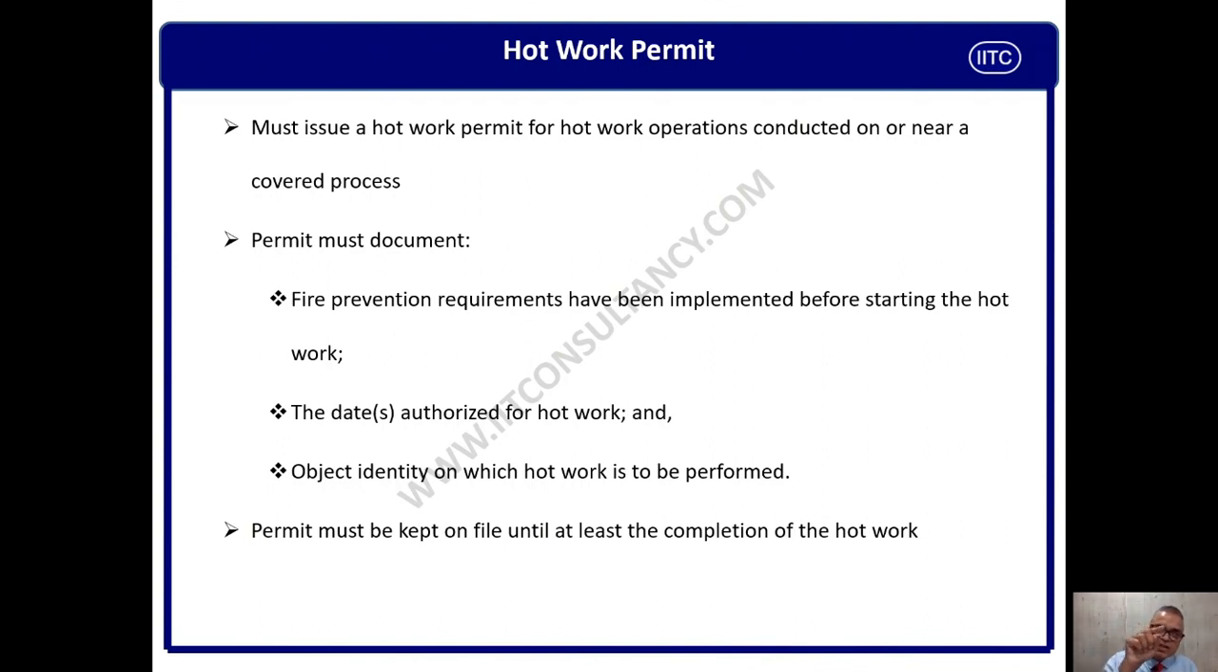We need to see whether there is any leakage, any LOPC, any ventilation issue, any confined space. There are many more points we need to see in hot work. I will put the checklist of hot work in the description box. You may feel free to download it for your use.